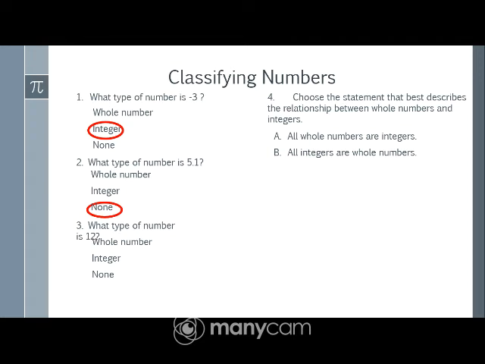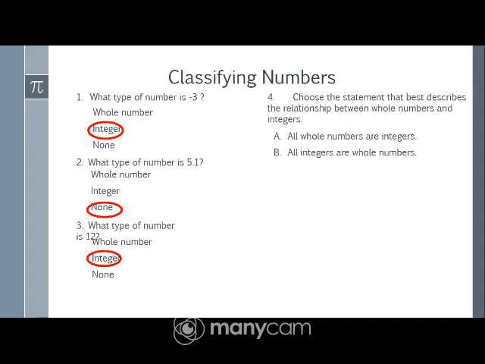Alright, guys, number 3. What type of number is 122? A whole number, an integer, or none? An integer, guys. Good job. But it is also a whole number. And we'll get to that on the next one.